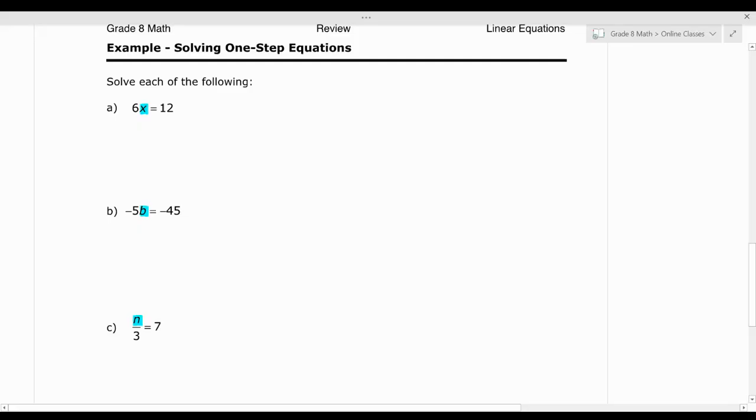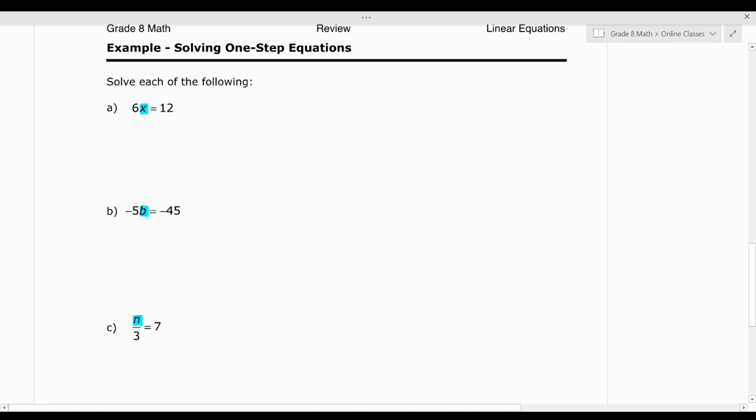Moving on to some examples. So we're going to look at solving what are called the one-step equations. So again, you're going to apply one operation in order to solve for that variable. Okay, keep in mind that variable is representing some unknown value. So for question A, we have 6 times x is equal to 12. What that's asking you is basically 6 times what number? Okay, so the x is representing that number that you're not quite sure what it is. So 6 times some number is supposed to give you 12.